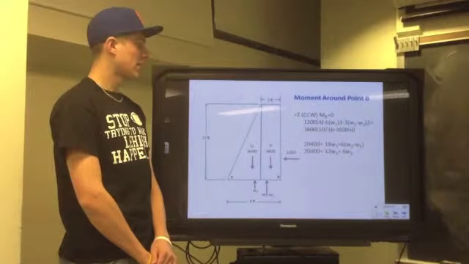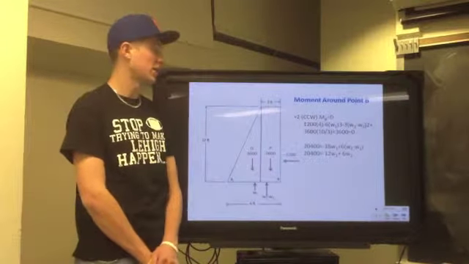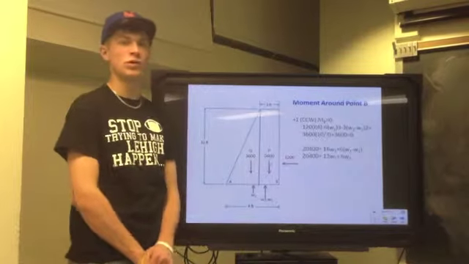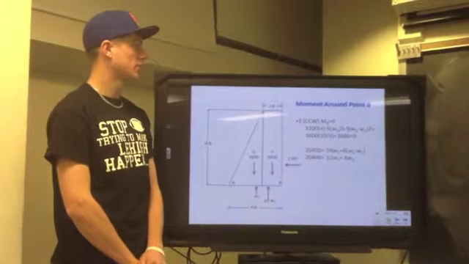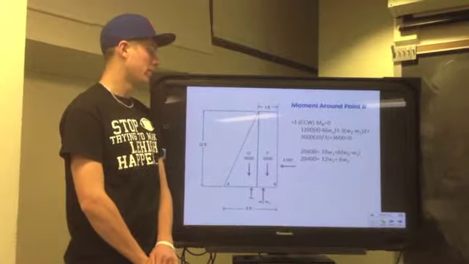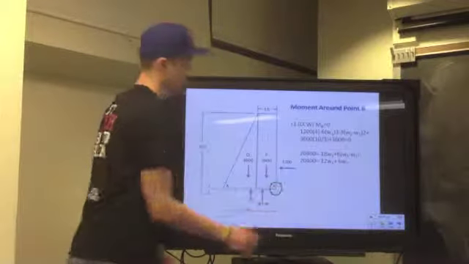Okay, so Scott just found the first equation for our system of equations, and since we have W2 and W1, we need a second equation. So we can do that by getting the moment around point B, which is right there.